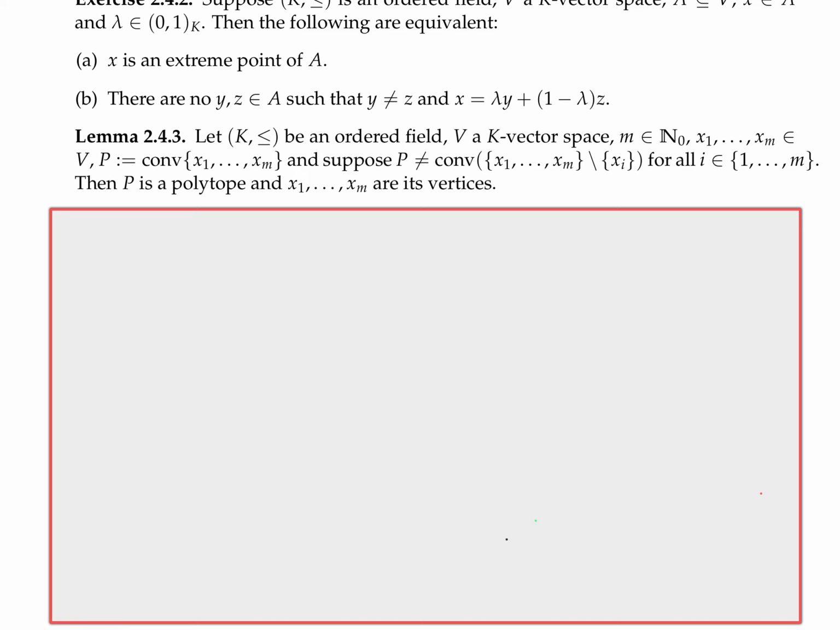So this actually means that P is not equal, means actually that this convex hull of all but one of these points is properly contained in P, right? And then if you take out even more than one point, it would, of course, still be strictly contained, even more strictly usually, right? Okay.